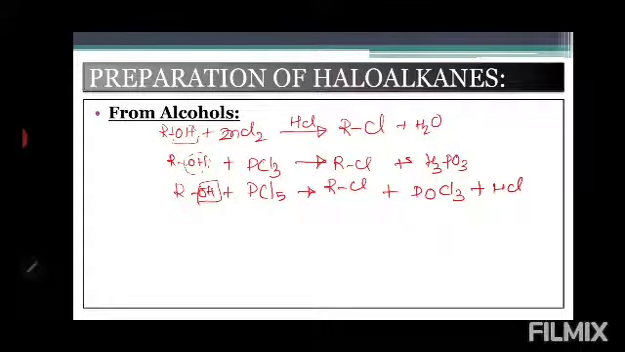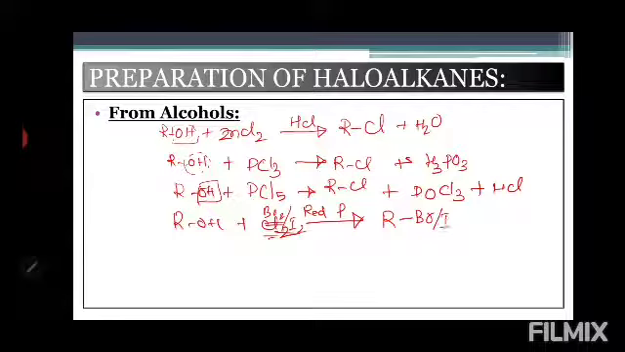Now the next one is again ROH. When this is treated with halogen and catalyst red phosphorus, that is Cl2, Br2 or I2, then again OH will get replaced by Br or I, so you'll get the product R-Br or R-I, and a byproduct.